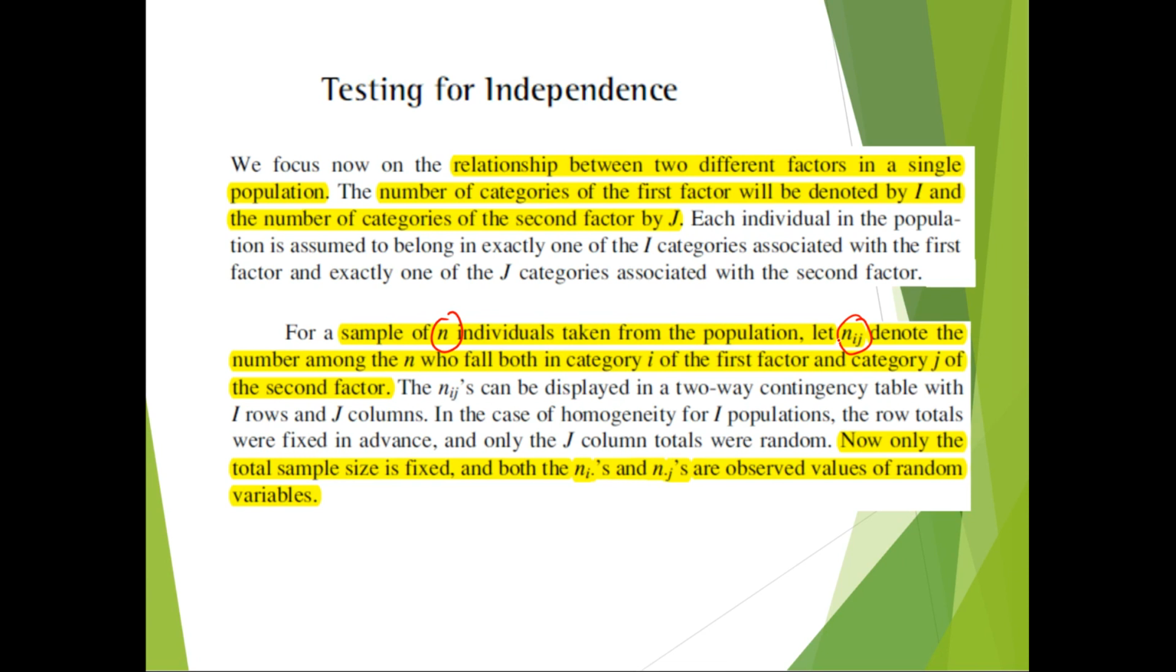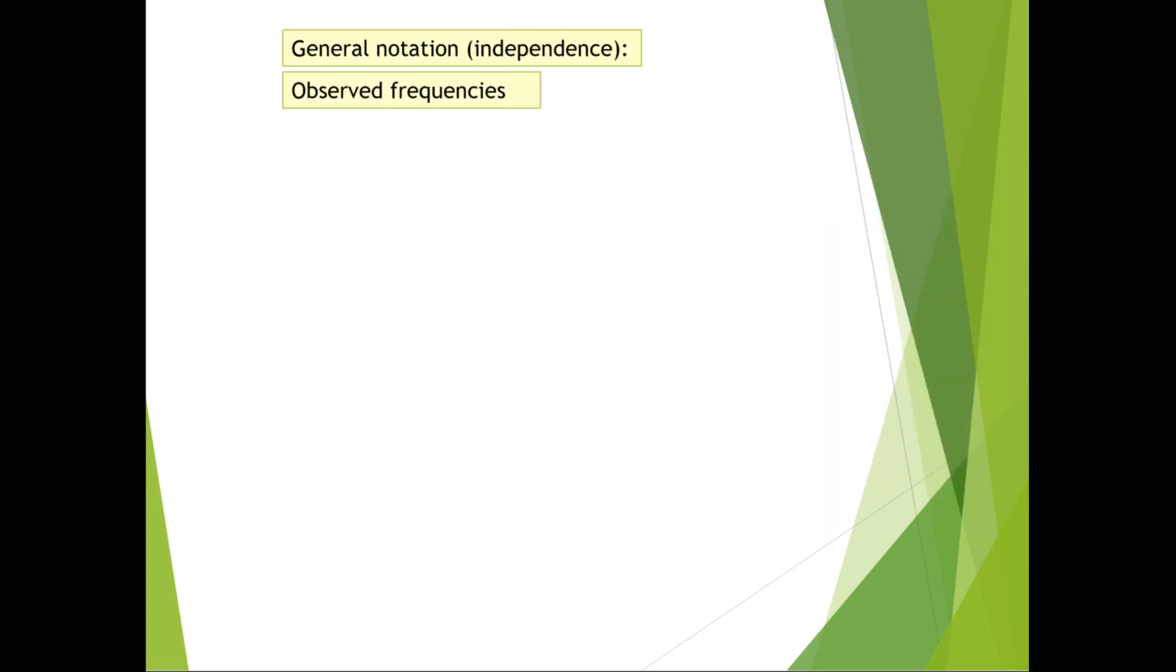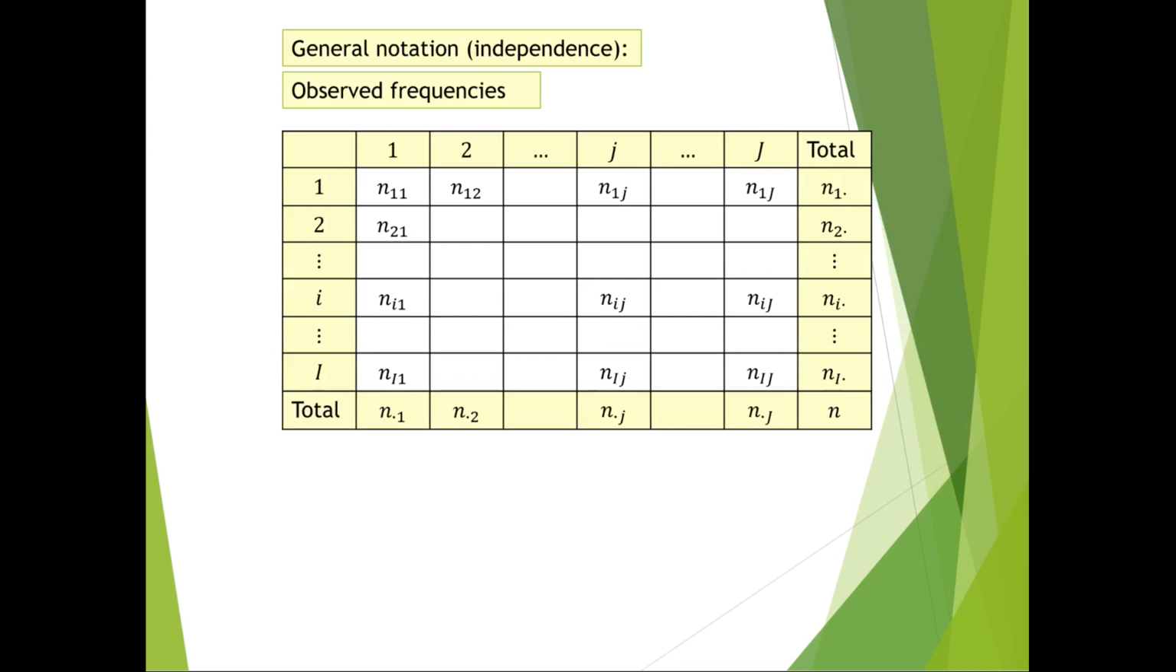And now, for the test of independence with a single sample from a population, only the total sample size is fixed, and both the row totals and the column totals are observed values of random variables. So our table looks like this. These now are random variables as well, and these are observations of random variables. But these are our observed frequencies, only this is fixed. And that is equal to the sum of all the row totals, and it's also equal to the sum of all the column totals.